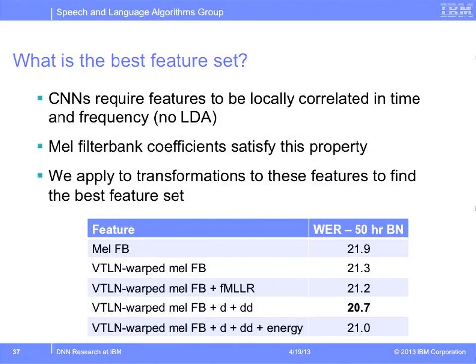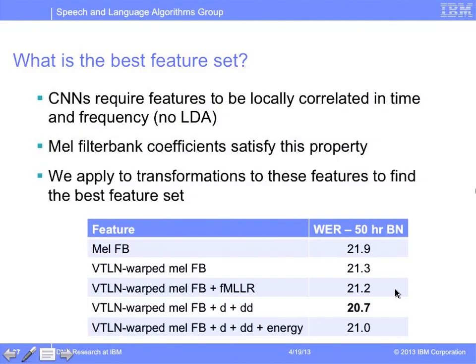Okay, so we also explored what's the best feature set here. As I said before, we need the features to be locally correlated in time and frequency for CNN, so that means no LDA. One of the features which satisfies this is MEL filter bank coefficients. So we looked at various transformations of these features to find the best feature set. First we see that doing VTLN warping gives us a small improvement. Now with FMLLR, we actually didn't find much improvement at all.